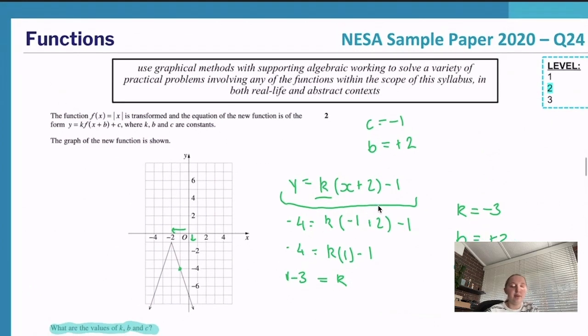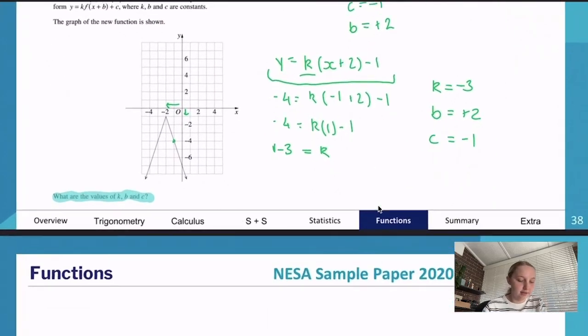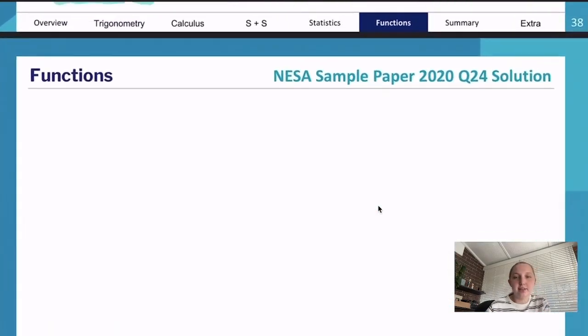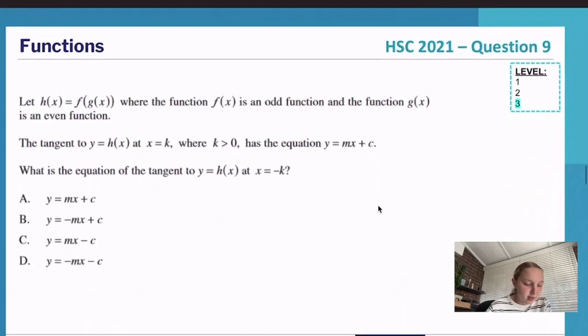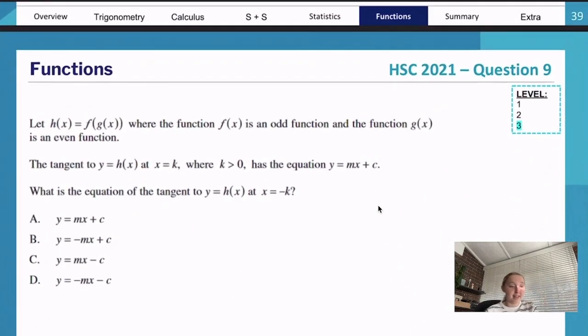Okay, fairly simple question if you know what to do. But yeah, that's that for functions. Oh, again, I left the slide to do it. Anyway, this is a bit of a trickier question, but it is a multiple choice. So this is question 9.